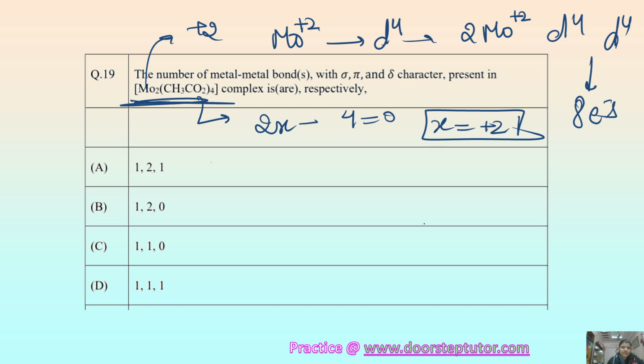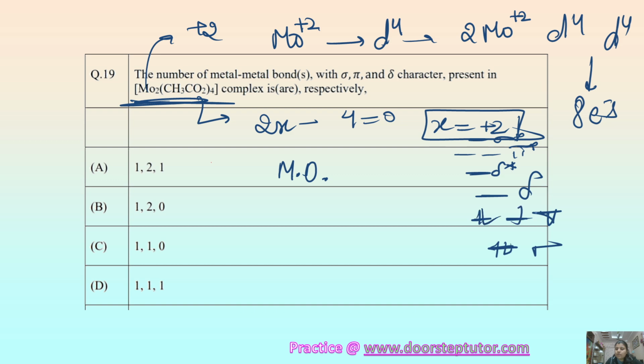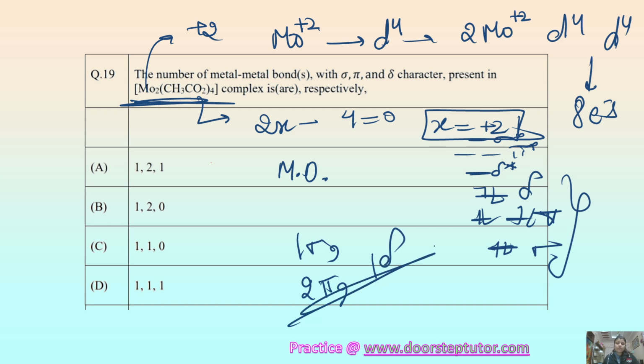What does this mean? This means that if you are going to plot the molecular orbital diagram, then you have to say sigma, pi, then we have delta, then delta star, then pi star, and then sigma star. This is the molecular orbital diagram. So we have to fill the 8 electrons. How are you going to fill the 8 electrons? 1, 2, 3, 4, 5, 6, 7, 8. In this you are going to see that we have 1 sigma bond, 1 delta bond, and 2 pi bonds.